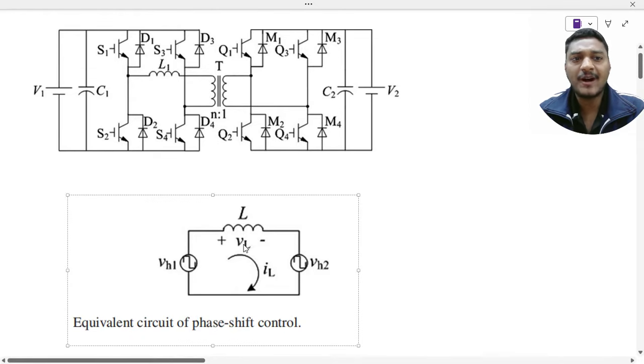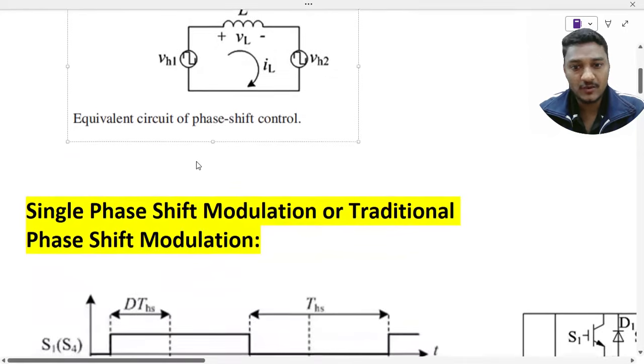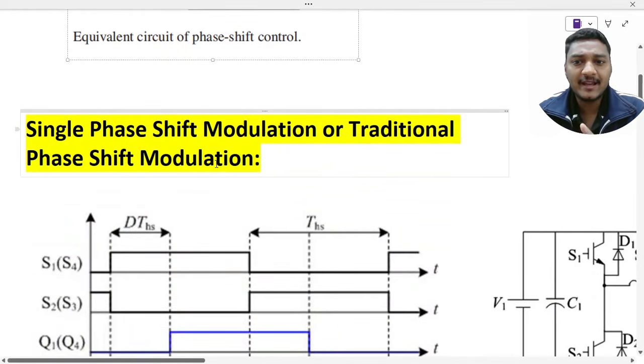This part we already know: how to compute the value of L1 in the single phase shift modulation, and how to compute the phase shift angle in the single phase shift modulation. All of that we have already discussed. Now let us recapitulate the single phase shift, or traditional phase shift, modulation.